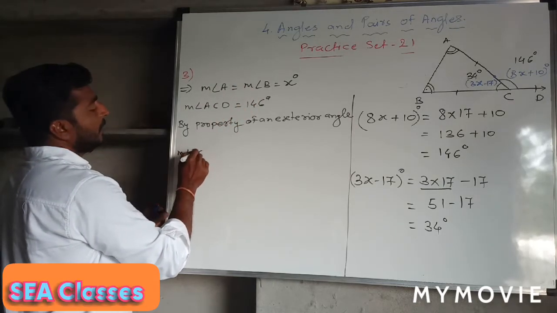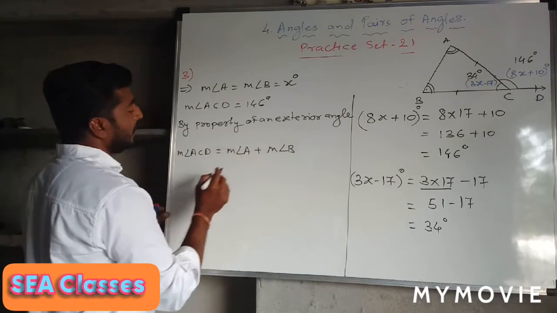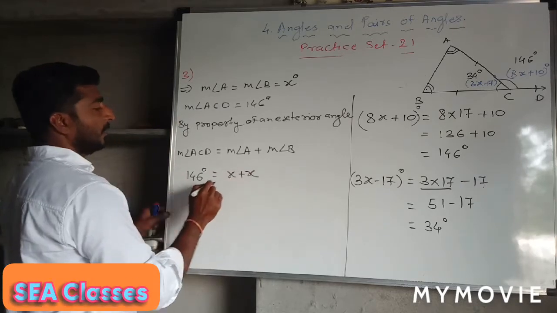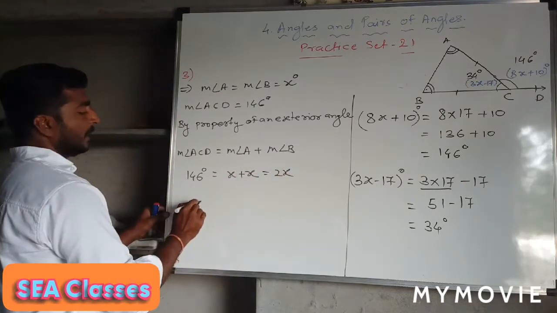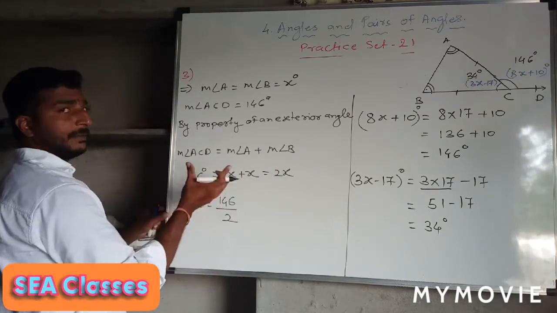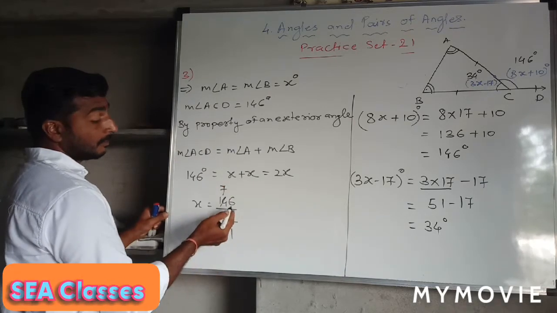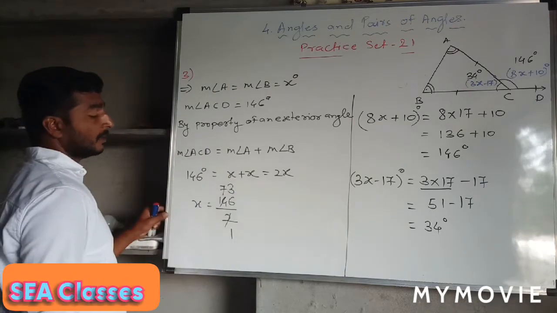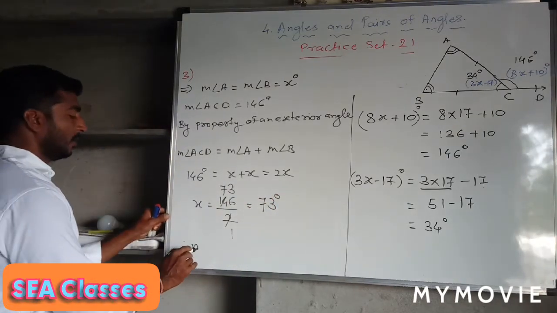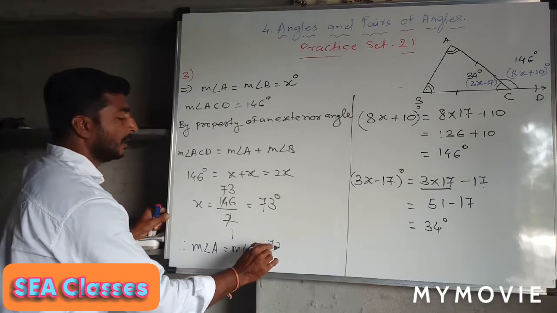So the measure of angle ACD is equal to the measure of angle A plus the measure of angle B. So it is 146 degrees and it is x plus x, so that will be equal to 2x. So x will be equal to 146 upon 2. So this 2 will come here and divide. So we have interchanged the left side and right side. So 2 ones are 2, 2 sevens are 14, and 2 threes are 6. So that will be equal to 73 degrees. Therefore you can say that measure of angle A is equal to measure of angle B is equal to 73 degrees.